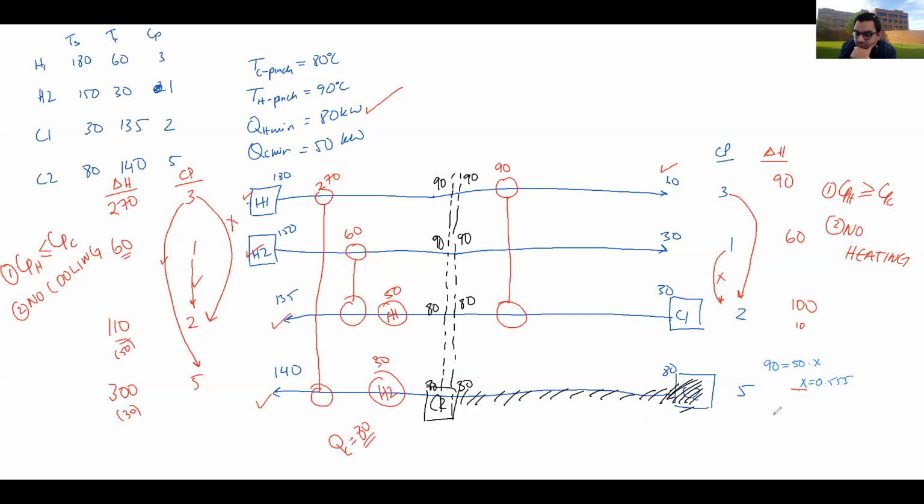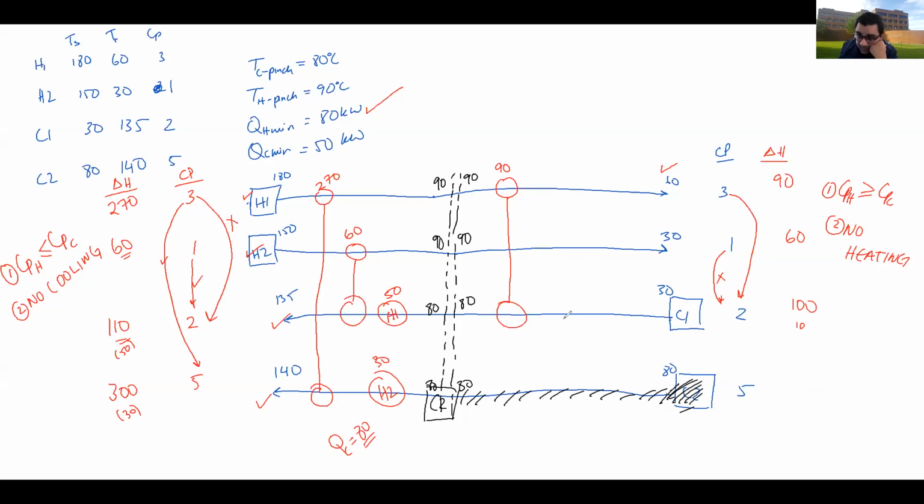So if I split the stream into two streams, one is 1.11, and the second one is 0.88. The amount of heat in the stream should satisfy the heating requirement. No, this doesn't make sense. This calculation is wrong. Let's think about it. Let's try to do this calculation properly.